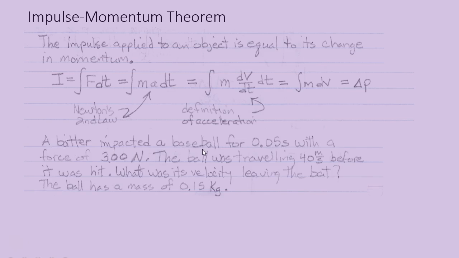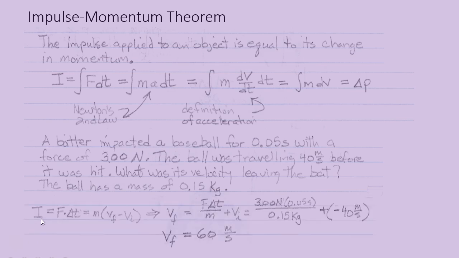Let's take a look at an example of how we use the impulse-momentum theorem. A batter impacted a baseball for 0.05 of a second with a force of 300 newtons. The ball was traveling 40 meters per second before it was hit. What was its velocity leaving the bat? The ball has a mass of 0.15 kilograms. In this problem, it doesn't say if this force is a constant 300 or an average 300, but we're going to treat it as if it's one of those.